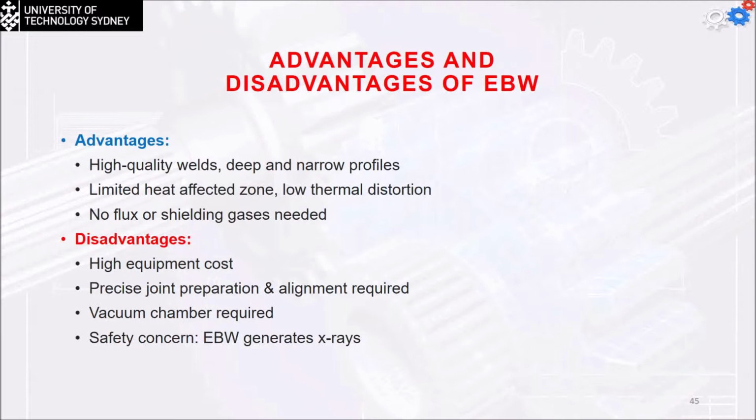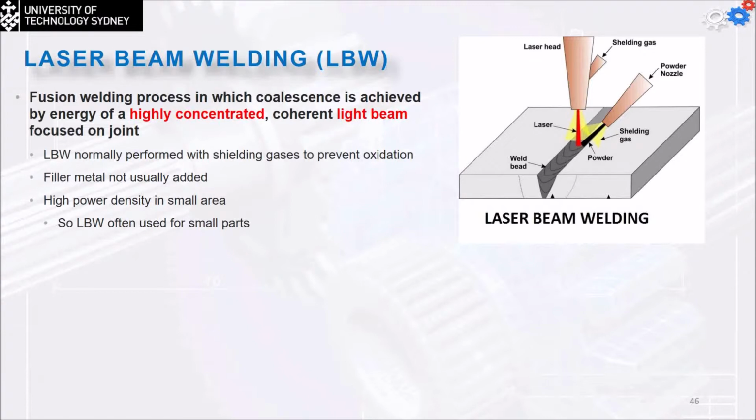We can simply use the laser beam, which melts the parts during the cutting, to do the welding process. So the laser beam welding is a fusion welding process in which the coalescence is going to be achieved by the energy of a highly concentrated coherent light beam focused on the joint. Usually it's going to be performed with shielding gases because now we're working in the air, and this is to prevent oxidation. Usually filler metal is not added, and a high power density in a small area is achieved. So the laser beam welding is often used for small parts. No vacuum chamber is going to be required. No X-ray is emitted in laser beam welding.